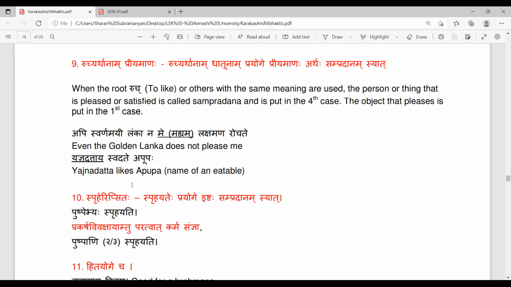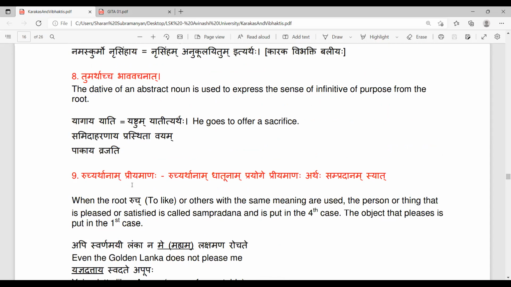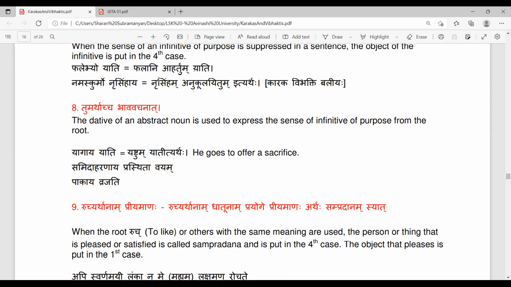Like krudh dhatu, when the dhatu has that sense, it takes the chaturthi vibhakti. Or tumartat bhavachanat, when tumun artha is there, then it governs chaturthi vibhakti. Tum artha is there, but there is no pada. This is not a karaka vibhakti, this is not upapada vibhakti. Yagaya yati, he goes for performing the yaga. Yashtum yati, the meaning is that he goes to perform the sacrifice. That meaning is there, therefore chaturthi vibhakti, yagaya.